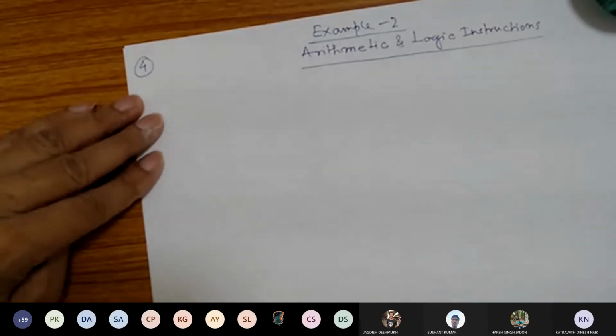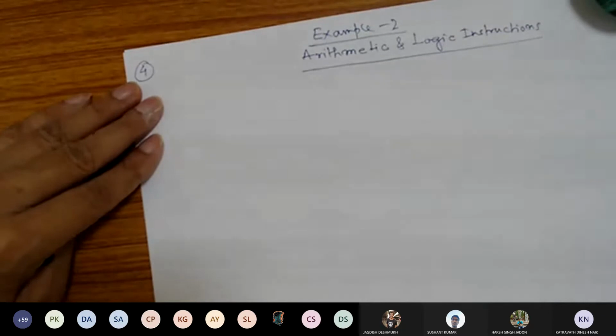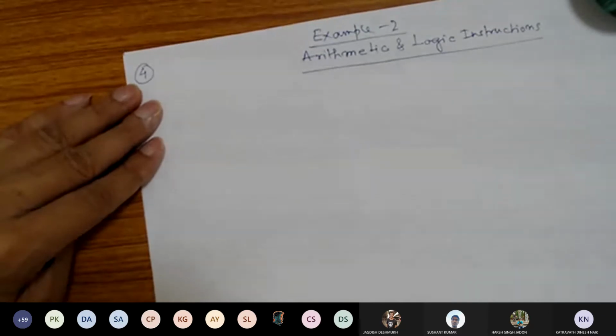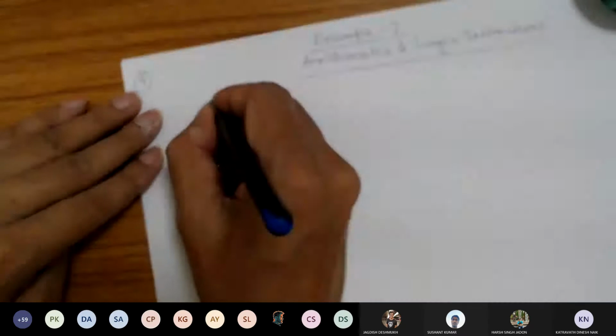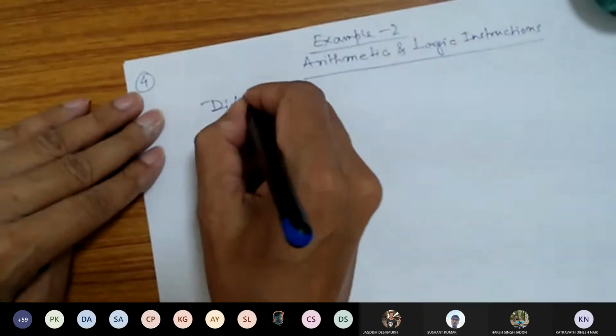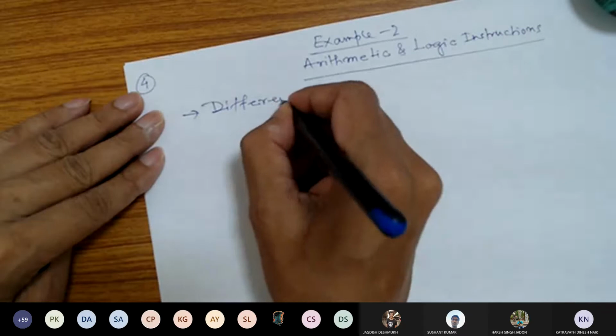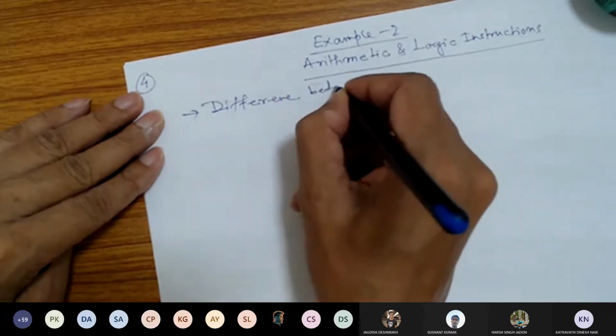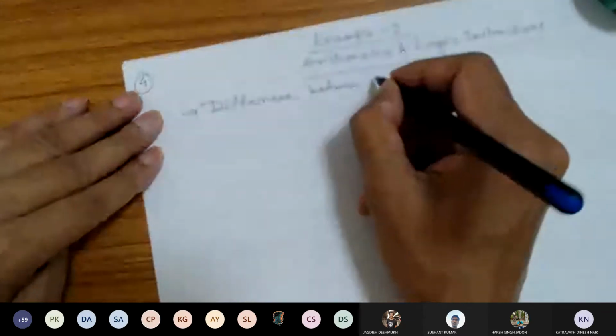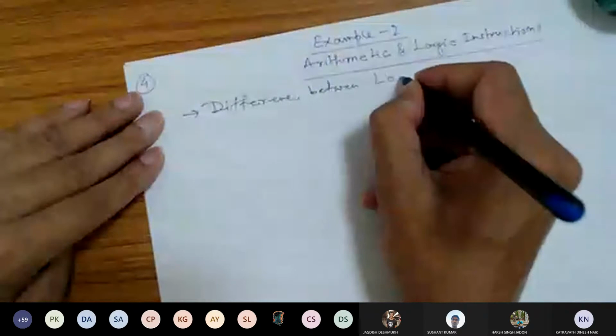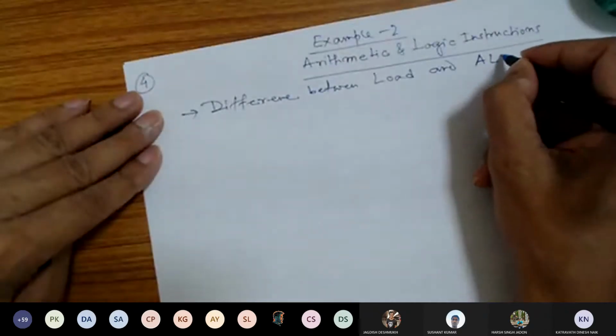So in RISC architecture, we need to understand the basic difference between the arithmetic and logic instructions and the load instruction, that is, the difference between load and ALU instructions.